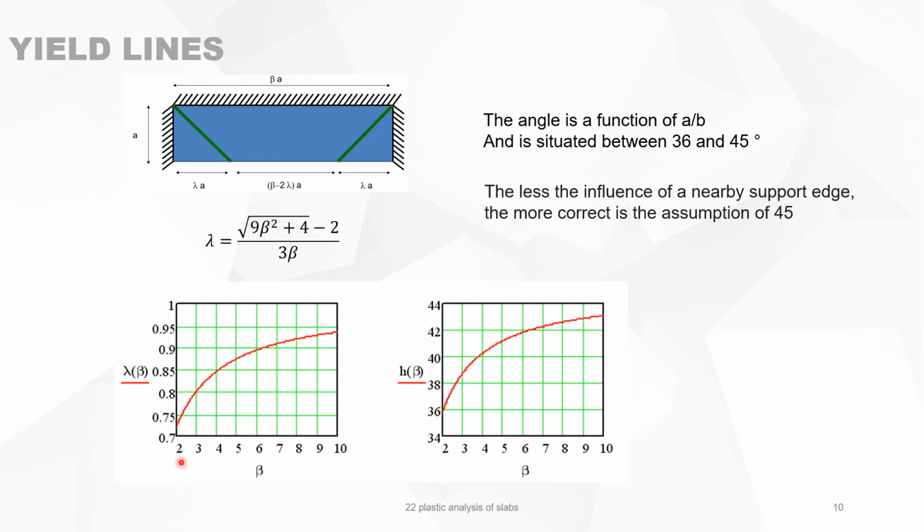You can put this in a graph. On the x-axis you have beta, which is this factor. So this is, for instance, the length being 10 times the width in plan view. And this is lambda as a function of beta. And this is the same graph, but converted into an angle. It's just the angle of 34 to 44 degrees. And remember, lambda must always be smaller than 1 and beta bigger than 2. So you will see that the 45-degree rule is in fact only valid if this beta is very large.